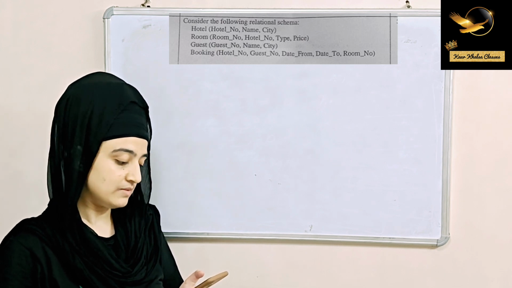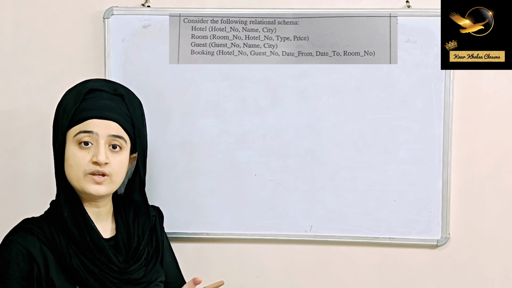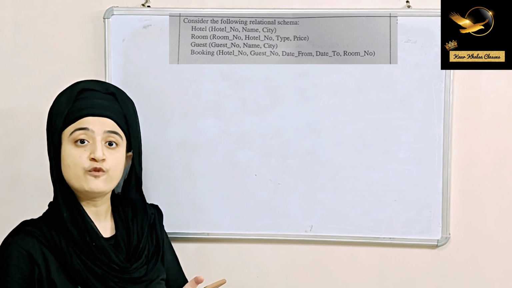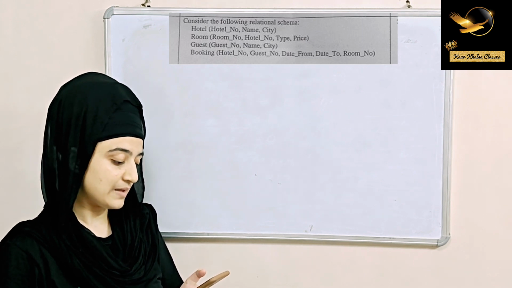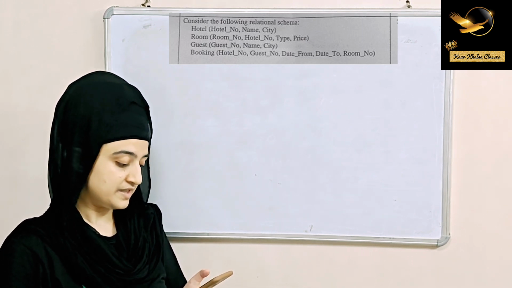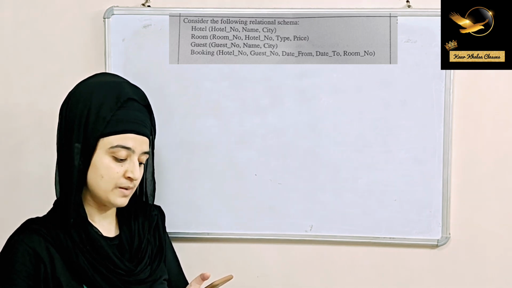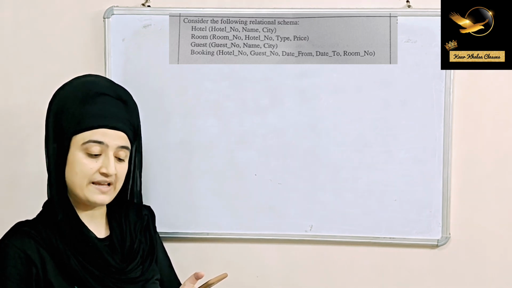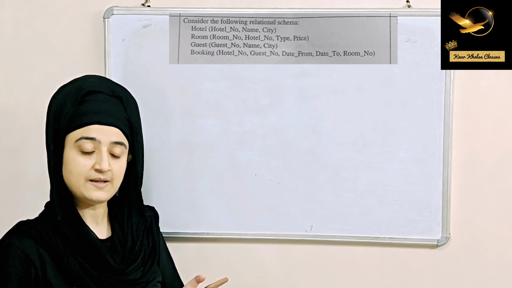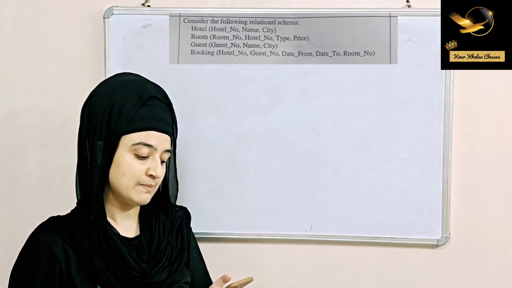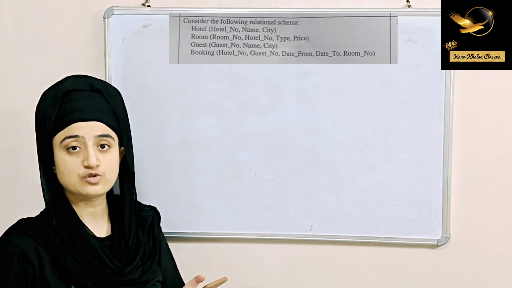One is hotel, another one is room, third one is guest and fourth one is booking. And there are different numbers of columns given along with these tables. So hotel table has hotel number, name and city as columns. Room table has room number, hotel number, type and price. Guest table has guest number, name and city. And booking table has hotel number, guest number, date from, date to and room number as columns.